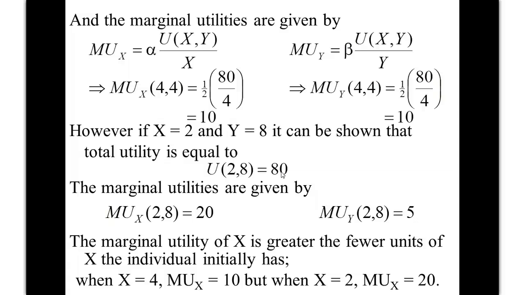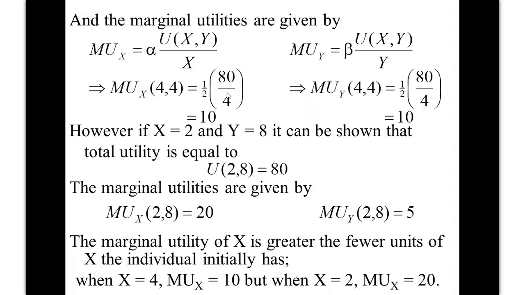How have the marginal utilities changed in this instance? So for the marginal utility of x, in this instance we're dividing by 8. So it becomes 80 divided by 8, which is 10, multiplied by a half, which is 5, and the other way around. And the marginal utility of y.